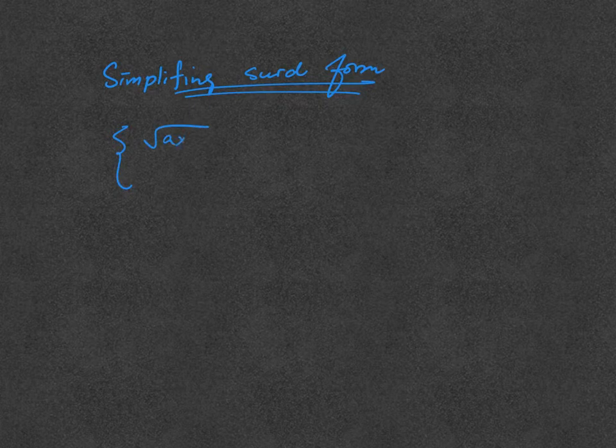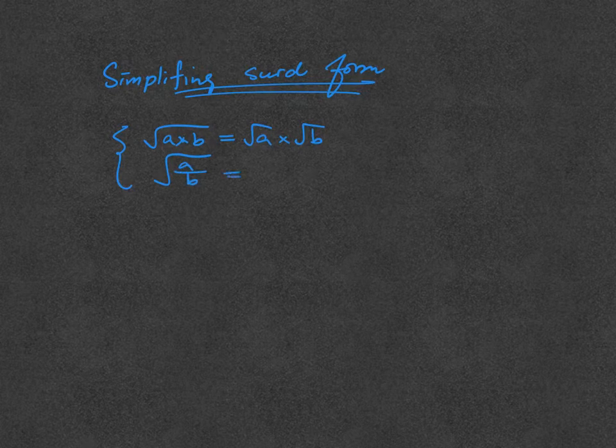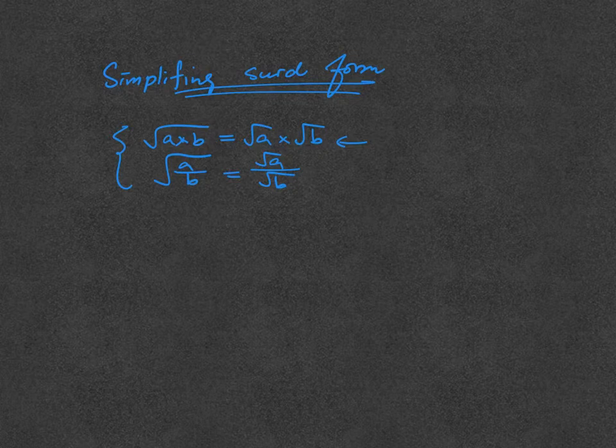One is about product. So square root of a times b can be broken down into two parts, square root a times square root b. If it's a fraction, a over b under a square root, it can be broken down into, again, square root a and square root b respectively. So these two rules provide us a way to simplify, especially the first one. Another thing I would like you to have some background on is that, in order to simplify surd form in the quickest way, you need to know the square numbers quite well.